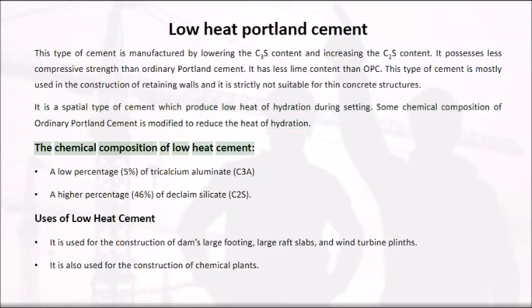The chemical composition of low-heat cement: a low percentage, 5%, of tricalcium aluminate, C3A, and a higher percentage, 46%, of dicalcium silicate, C2S.